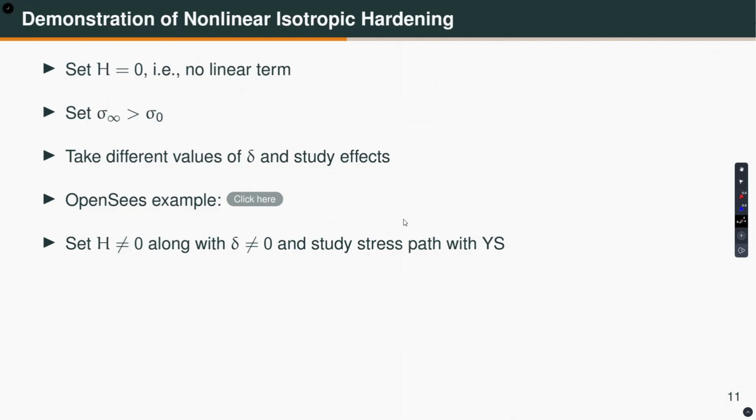Now, let me go to the nonlinear case where I will be setting H equal to 0, no linear hardening term, and in this case that means I have an ultimate yield surface which corresponds to sigma infinity. We have to take sigma infinity greater than sigma 0, and we will take different values of delta and show you the effect. Let me go to the example.